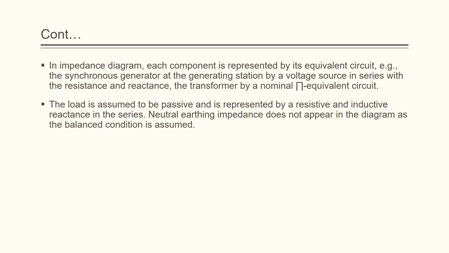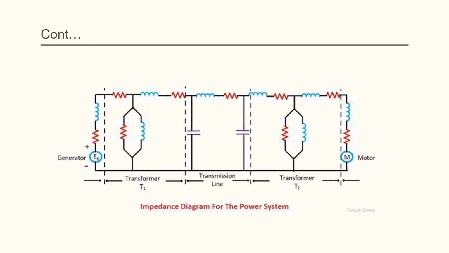In the impedance diagram, each component is represented by its equivalent circuit. For example, the synchronous generator at the generating station is represented by a voltage source in series with resistance and reactance, the transformer by a nominal pi equivalent circuit, and the load is assumed to be passive and is represented by resistance and inductive reactance in series. Neutral earthing impedance does not appear in the diagram as balanced condition is assumed. So here you have an impedance diagram for a power system.